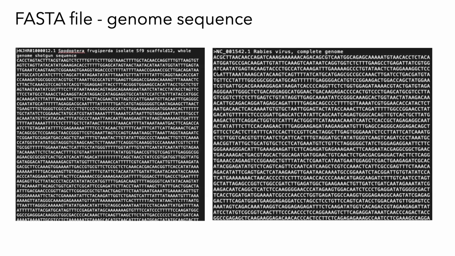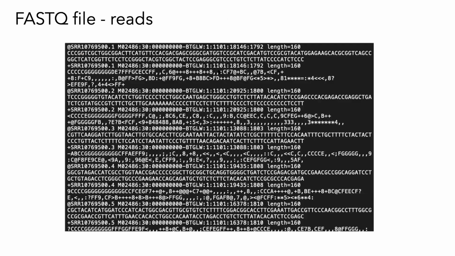And here we have the FASTQ file. So here we have individual reads. For example, we can see that this is the ID of the read connected to typically the archive of the read, which would be the SRA, maybe the name of the full file. You can see here the length.